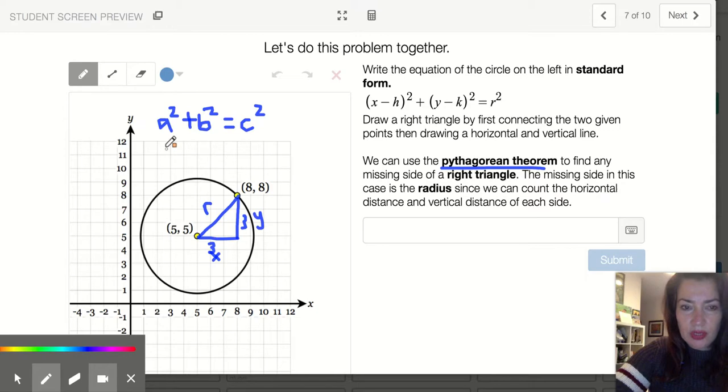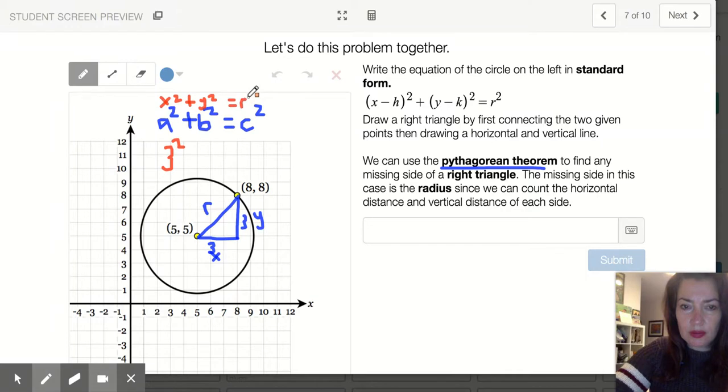We have 3 squared, which is our x value. So I can go ahead and write that down here: x squared plus y squared equals r squared. And that would be to find the missing side of this right triangle. So I have 3 squared plus the vertical distance here is 3, so square that, and we have our r squared as well.